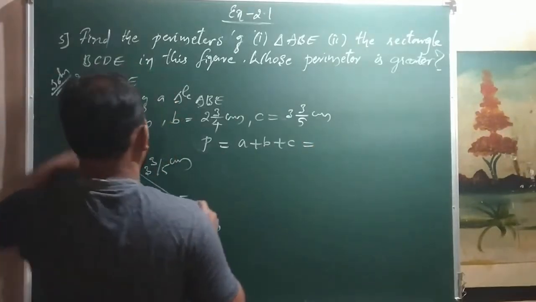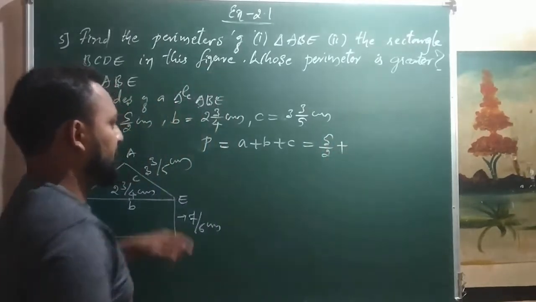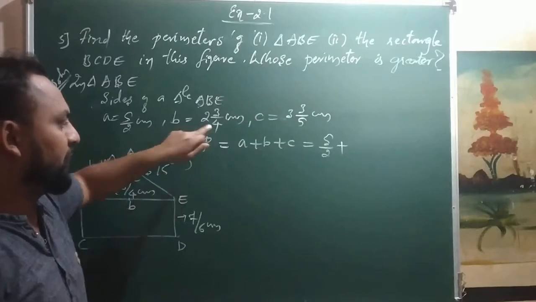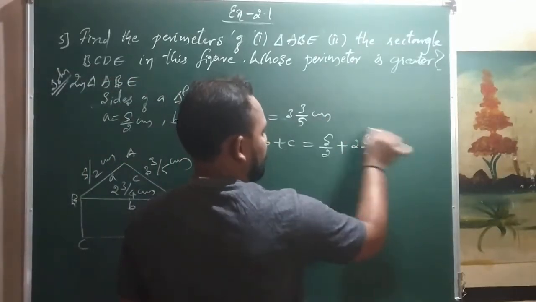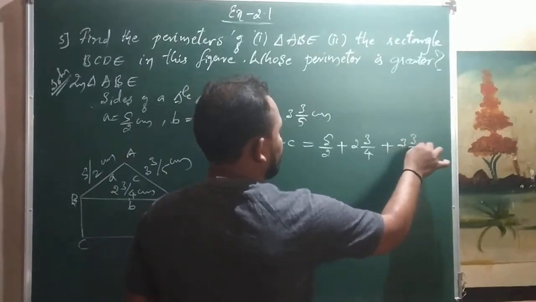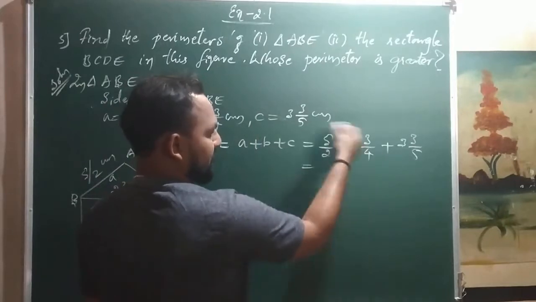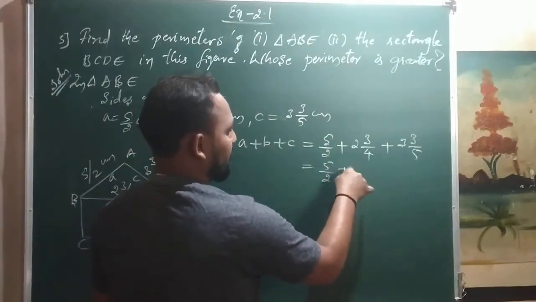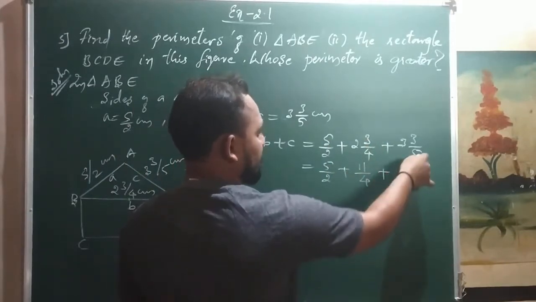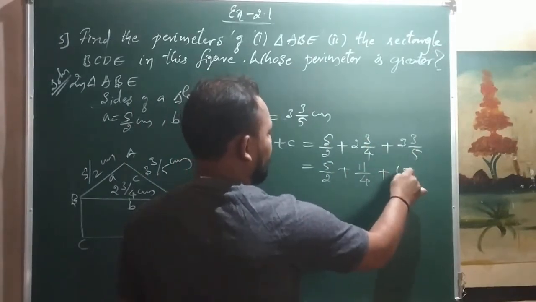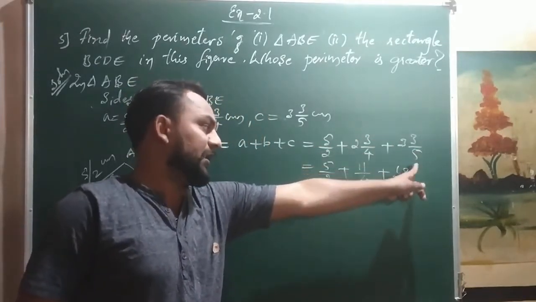5 by 2 plus, convert this one, next 2 3 by 4 plus C is 3 integer 3 by 5. Convert mixed into improper. 5 by 2 plus 4 2s are 8, 8 plus 3 is 11 by 4 plus 5 3s are 15, 15 plus 3 is 18 by 5.